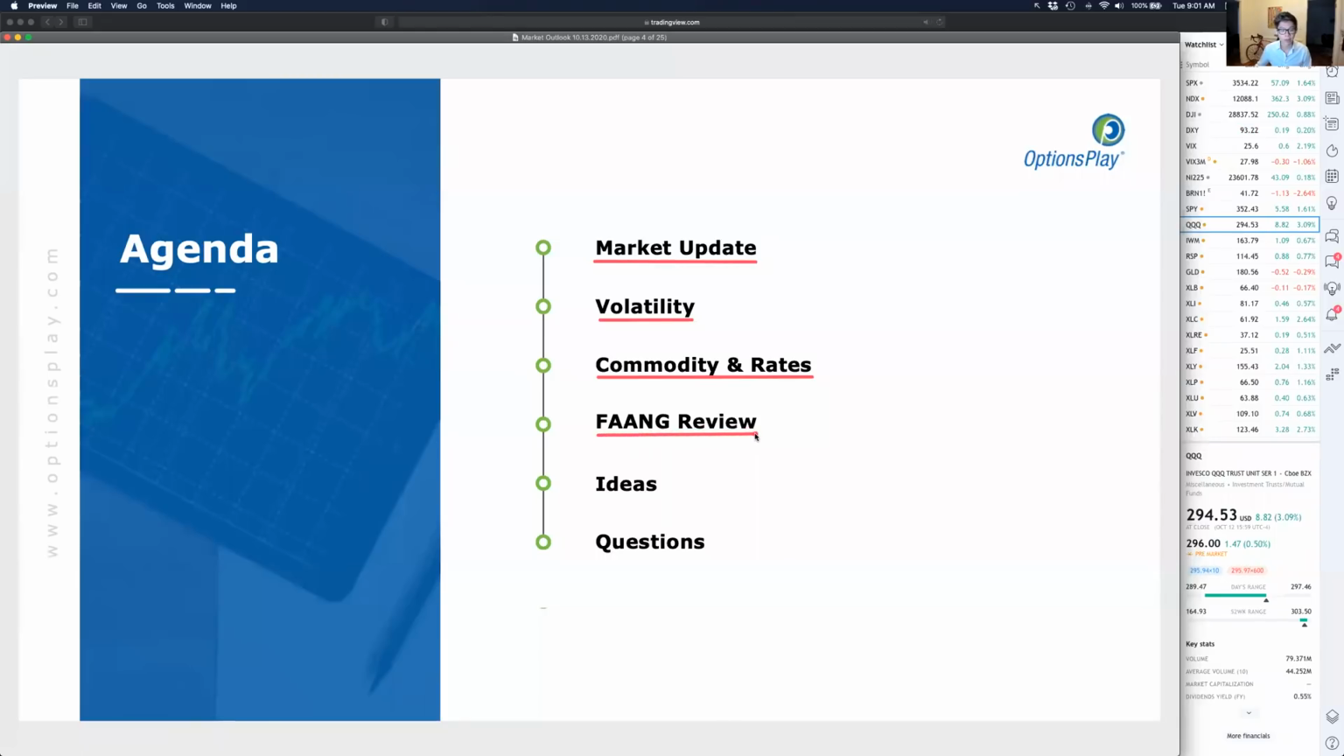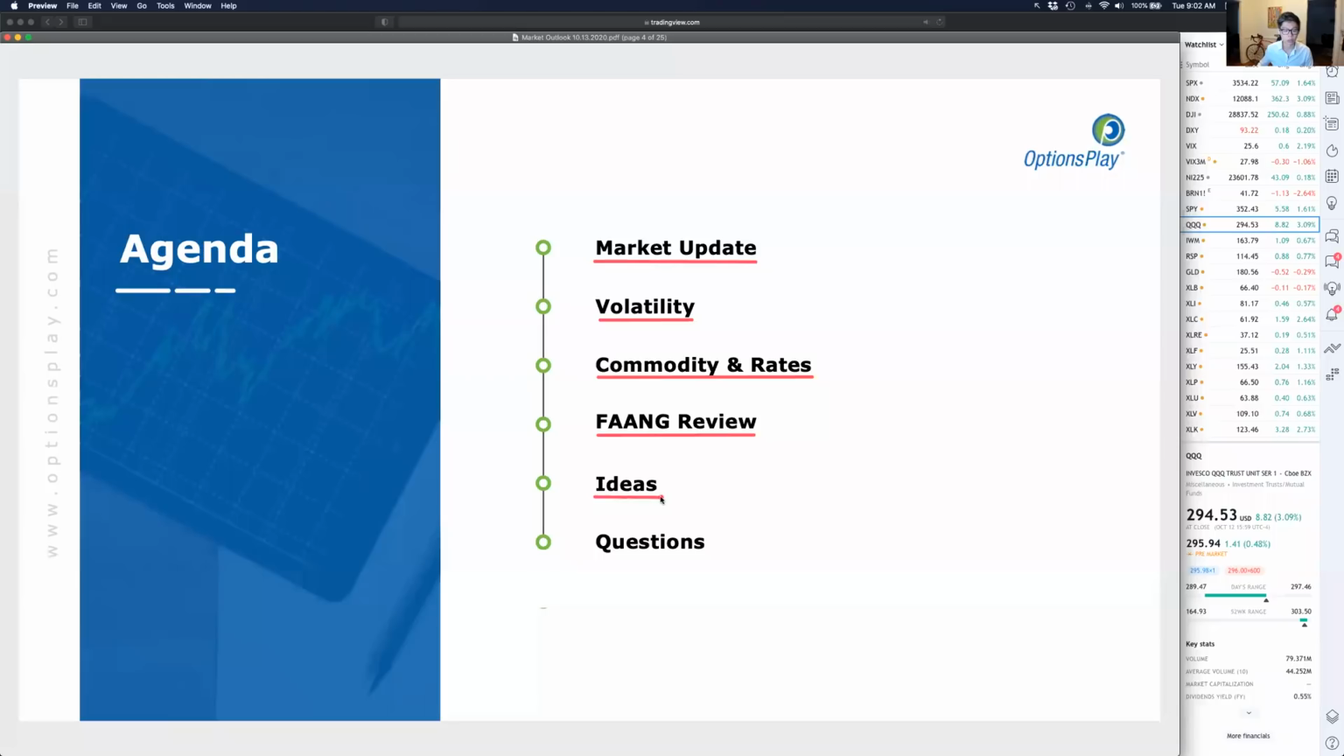We'll take a look at the FANG stocks because, as we saw yesterday, a lot of the performance came from just a few stocks in the broader market. So it's important for us to understand where those major stocks stand to give us a better understanding of the broader market outlook here.